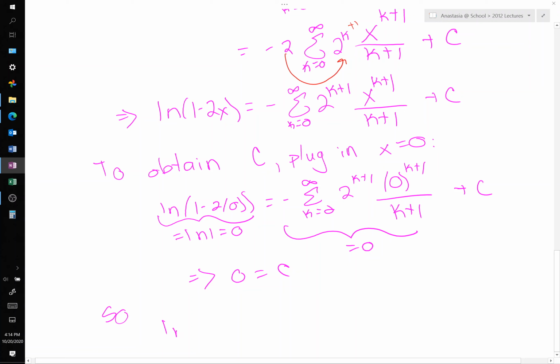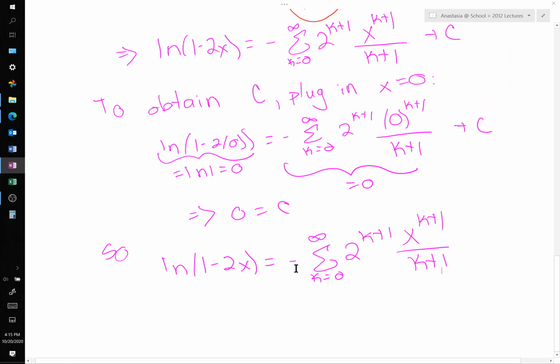So then our function, natural log of 1 minus 2x, is equal to the power series negative sum from k equals 0 to infinity of 2 to the k plus 1, x to the k plus 1, all over k plus 1. You can, of course, bring this negative sign in here as well if you'd like. You're just not going to raise it to any power. So that is our function and our power series representation.